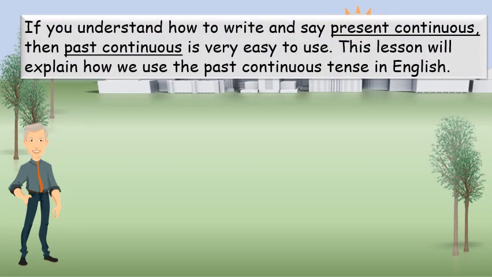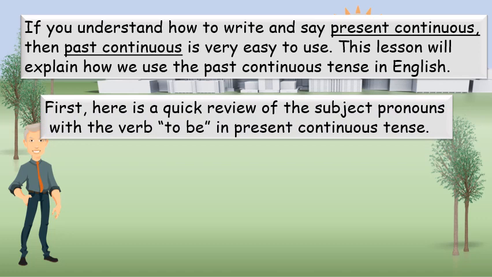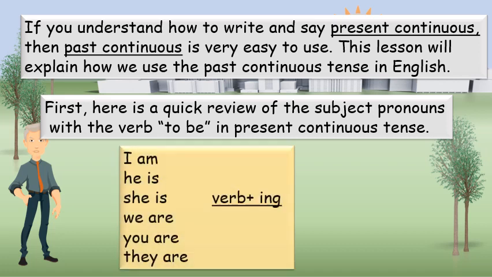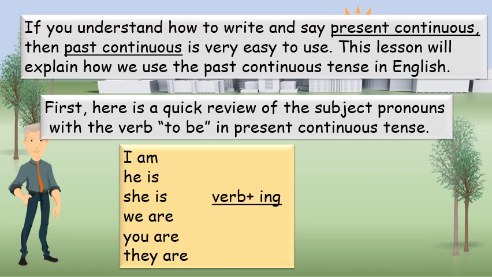If you understand how to write and say present continuous, then past continuous is very easy to use. This lesson will explain how we use the past continuous tense in English. First, here's a quick review of the subject pronouns with the verb to be in present continuous tense. I am, he is, she is, we are, you are, they are, then the verb plus ing.